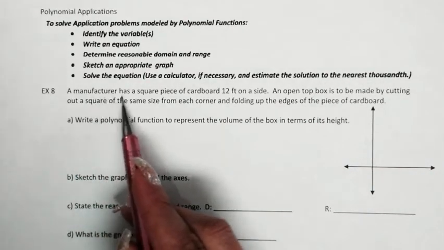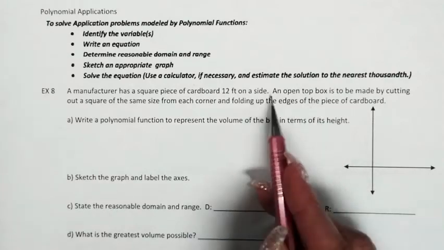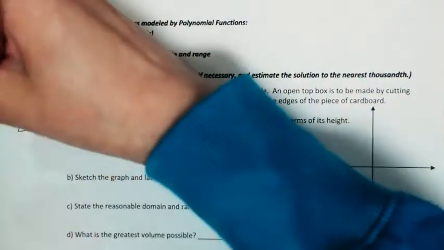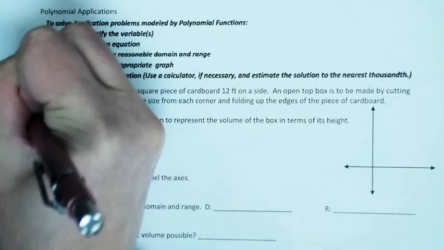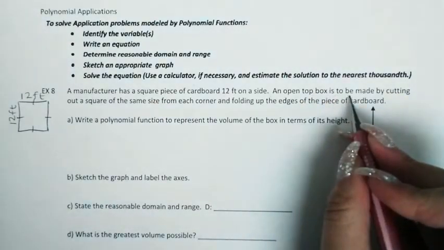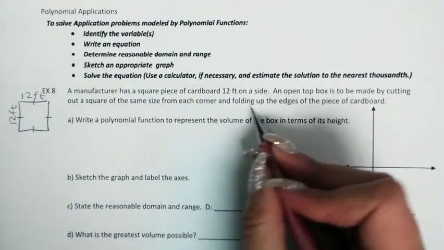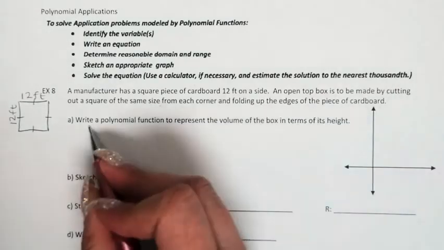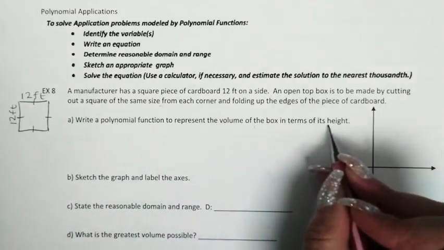A manufacturer has a square piece of cardboard 12 feet on one side. Okay, so what you have so far here, you have a square, and it's 12 feet. Okay, so that's what you have. Since it's a square, you know that these are the same, so 12 feet also here. An open top box is to be made by cutting out a square of the same size from each corner and folding up the edges of the piece of cardboard. You need to write a polynomial function to represent the volume of the box in terms of its height.